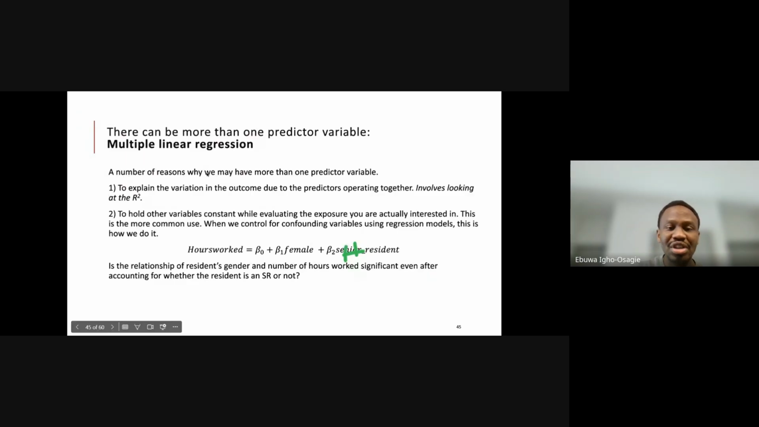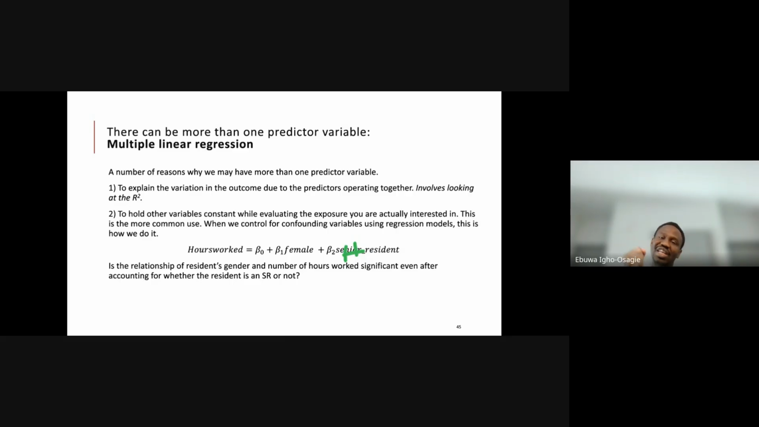So we say there are a number of reasons why we may have more than one predictor variable, and when you have more than one predictor variable, that is called your multiple linear regression. So remember, your simple linear regression, what is the active word? It is linear. That relationship should be your y equals mx plus c. So to explain the variation in the outcome due to predictors operating together, because sometimes your predictors are not operating independently. They are interacting with one another. They are adjusting with one another.